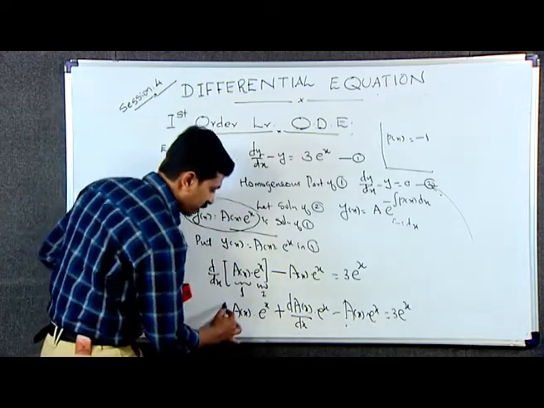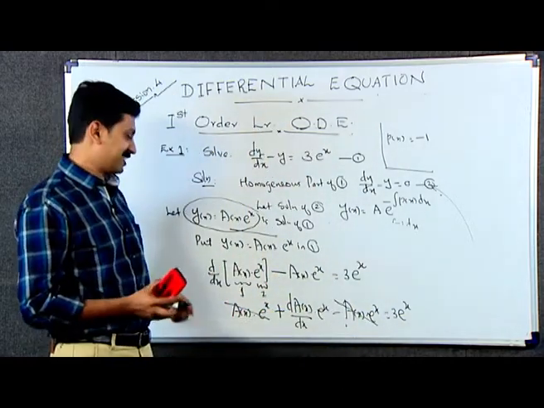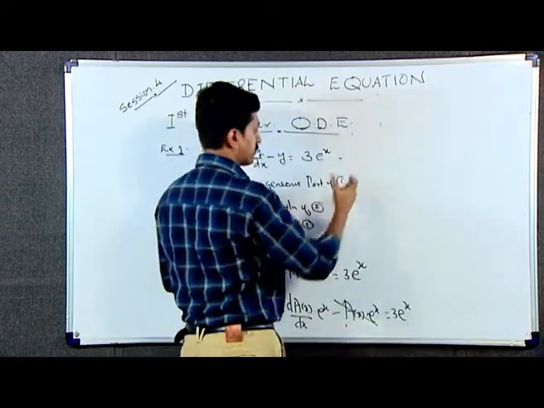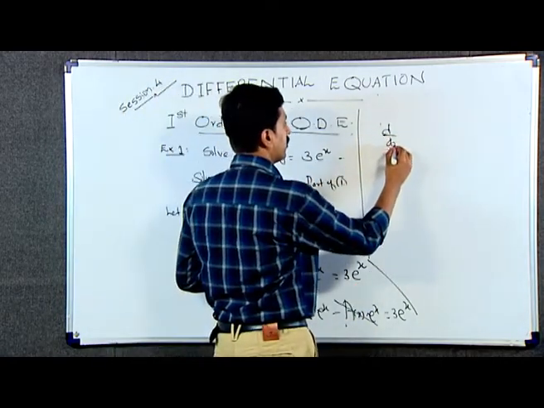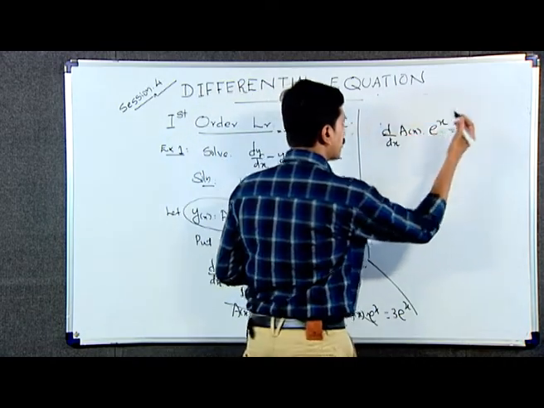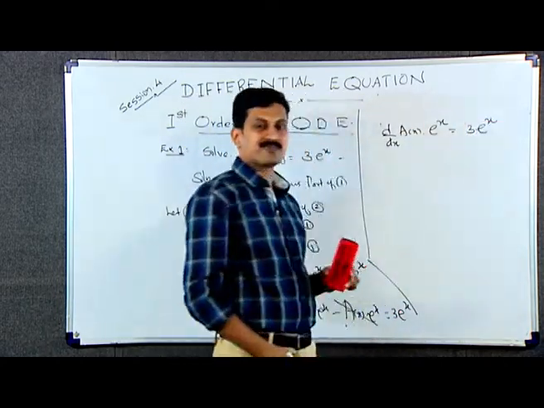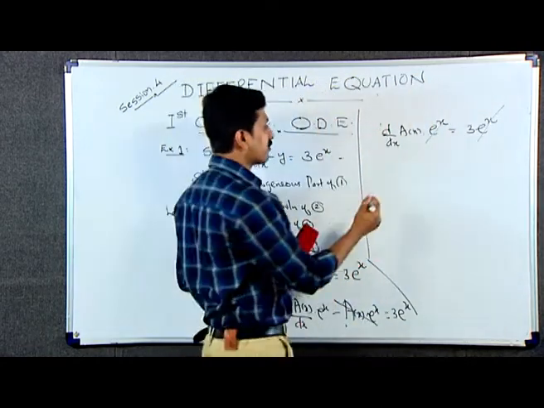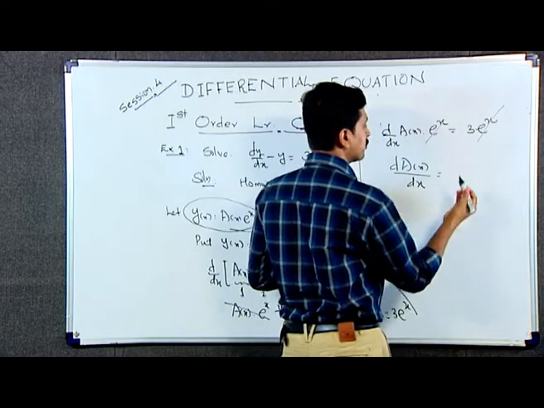Here I have plus a of x into e raised to x, as well as here minus a of x into e raised to x. That is why we cancel both, and now what remains is d by dx of a of x into e raised to x is equal to 3 e raised to x. Now, we can cancel this e raised to x as well as this e raised to x. It remains for us only da of x by dx is equal to 3.